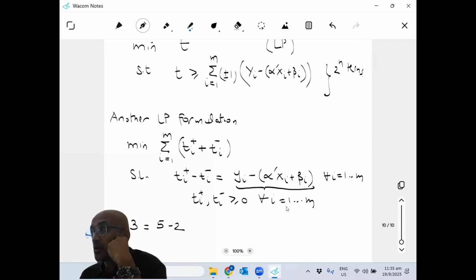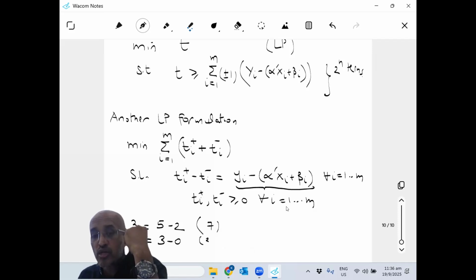But this cannot be optimal, because my objective function is minimizing the sum of these two numbers, 5 plus 2. It is clearly better for me to write this as 3 minus 0. It reduces the objective down from 7. The contribution to the objective here would have been 7 for Ti plus and Ti minus, as compared to 3. This cannot be a minimizer. I have to move it down to this when I find the optimal solution.